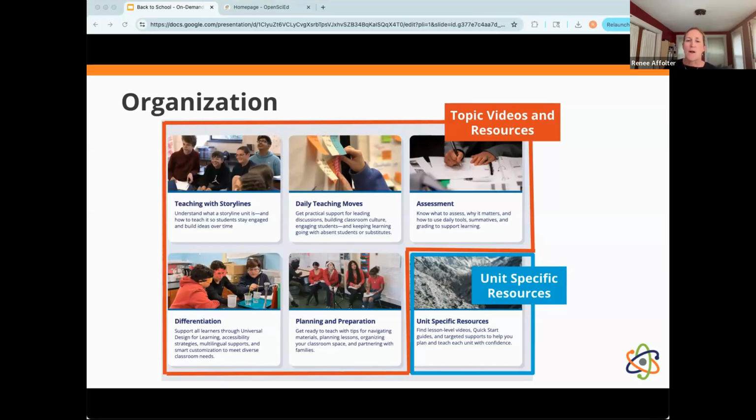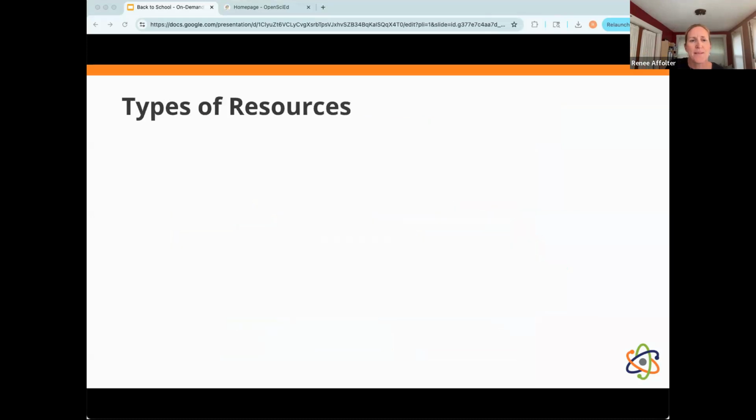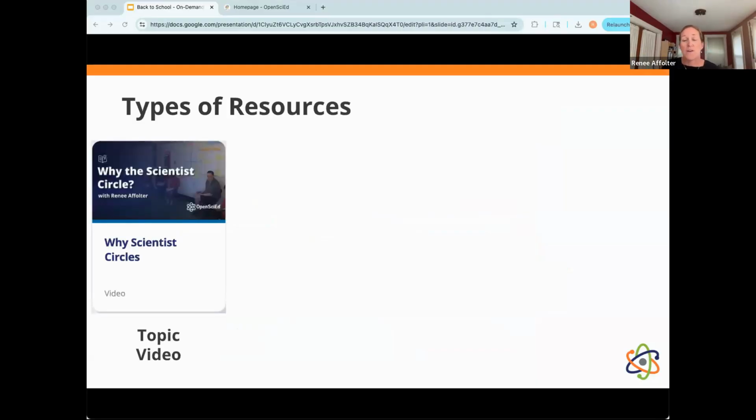And then there's a section around unit specific resources. So focused on, I'm going to go teach 8.1 and I need support with that. Across the library, though, you're going to see a common theme of resources. First, we've got topic videos. And so these are short, focused videos where you'll hear from a range of voices.